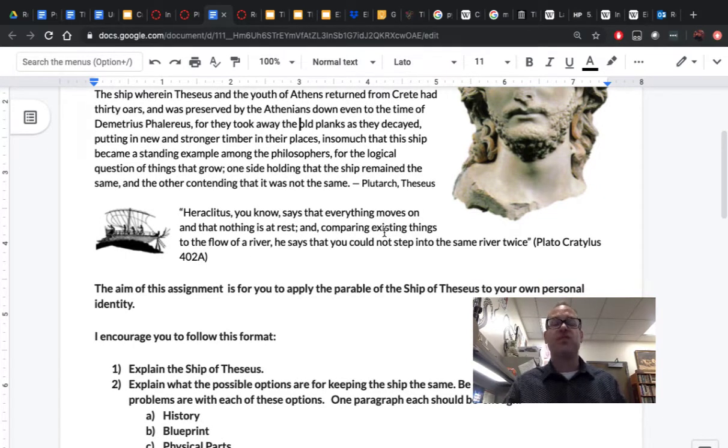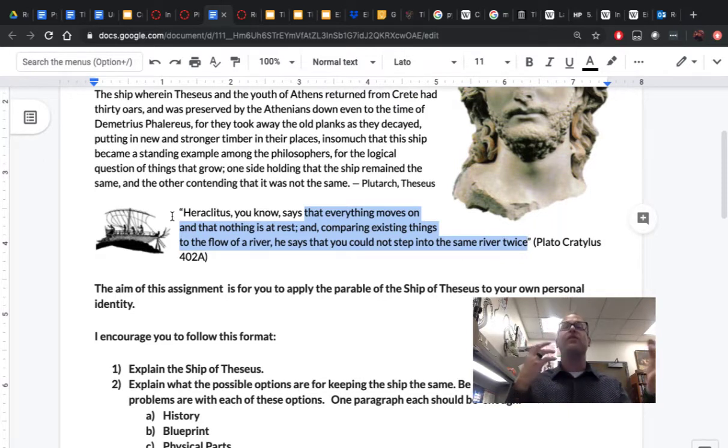Plato mentions this in the Cratylus, and he's discussing Heraclitus. That might ring a bell to you. Heraclitus is very interested in change. Heraclitus, you know, says that everything moves and that nothing is at rest. And comparing existing things to the flow of a river, he says that you could not step in the same river twice. So if you think about the ship and you think about a river where the water is always flowing onward, there's an analogy there.